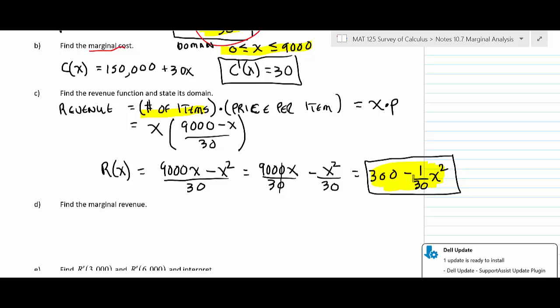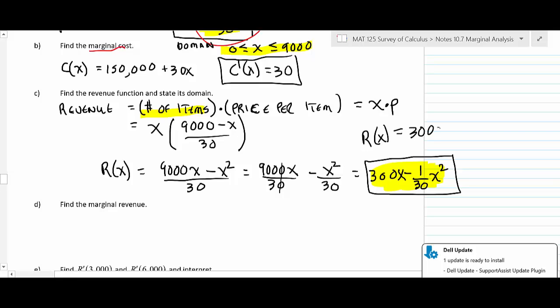9,000x, and then x times x is x squared. Wouldn't it be 300x? Shouldn't it be 300? Oh, I forgot my x, didn't I? Okay, that's not good. So we need to put that x in like that. So yeah, your revenue function is this, and we'll utilize this in just a minute.